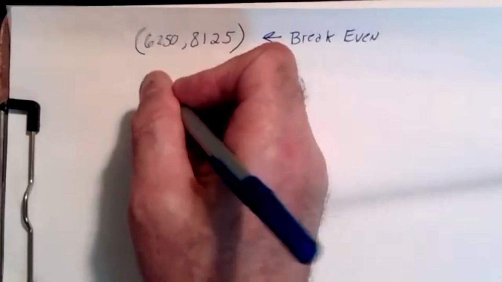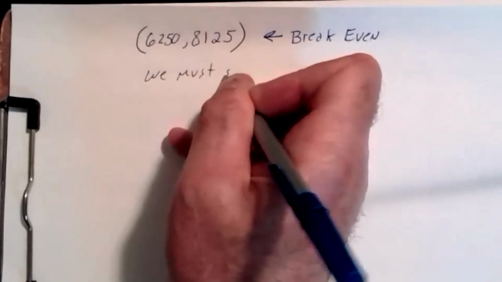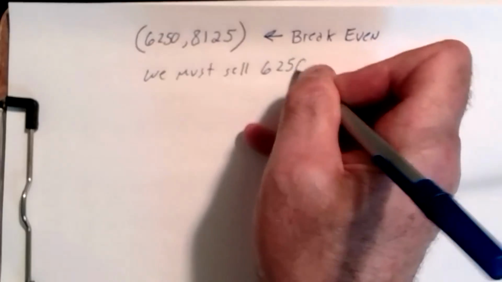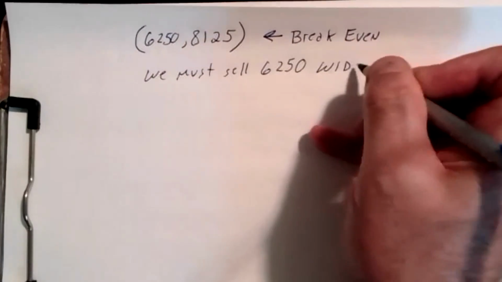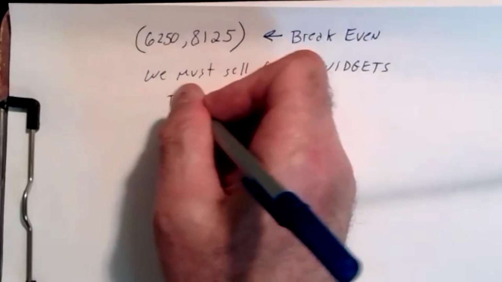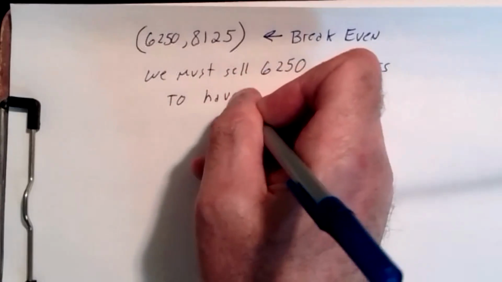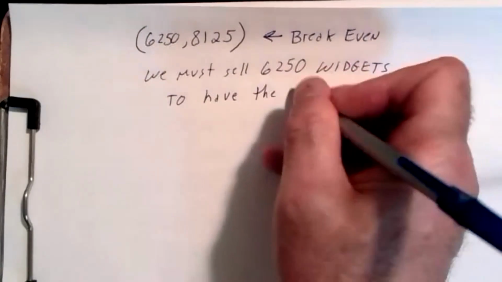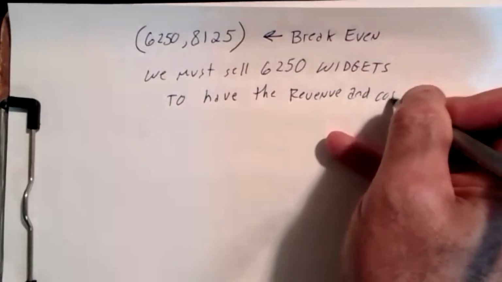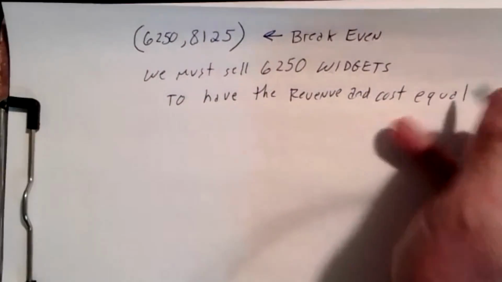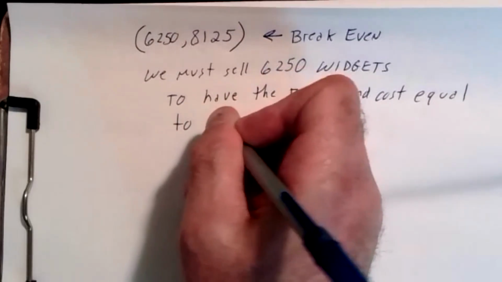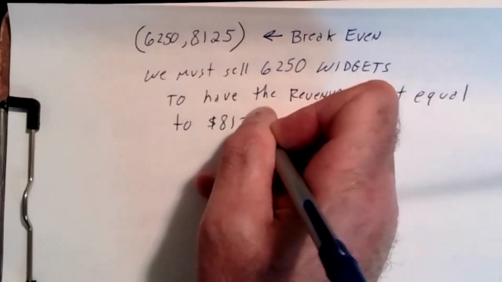That's correct. Ladies and gentlemen, we must, well, we must manufacture and sell 6,250, again, widgets, because I don't know what we're manufacturing here, okay? To have the revenue and the cost equal to what? They better be equal to $8,125. Do you agree?